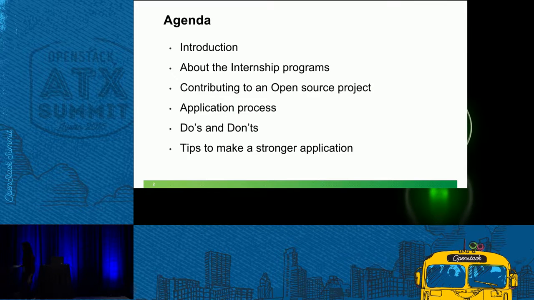So the agenda for today: I'm going to give you a short introduction about the scope that you are looking at when I'm talking about these internship programs. Then the second thing would be some details about the internship: the stipend, the time, what is required to contribute to an open source project, and the application process. And lastly, the do's and don'ts, and some quick tips that we've seen across these few years that help to get selected as an intern.